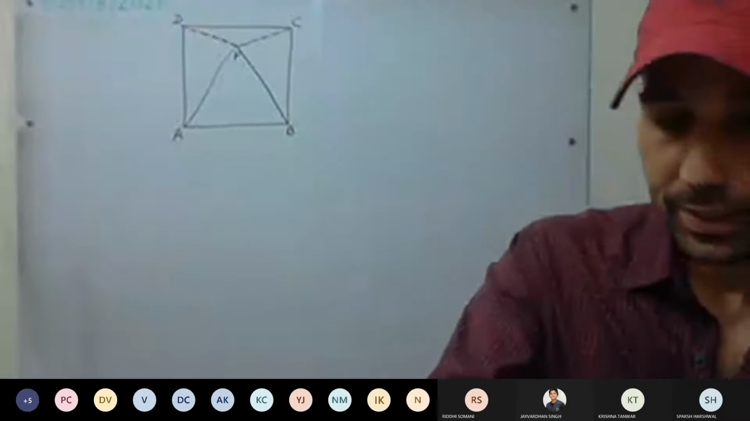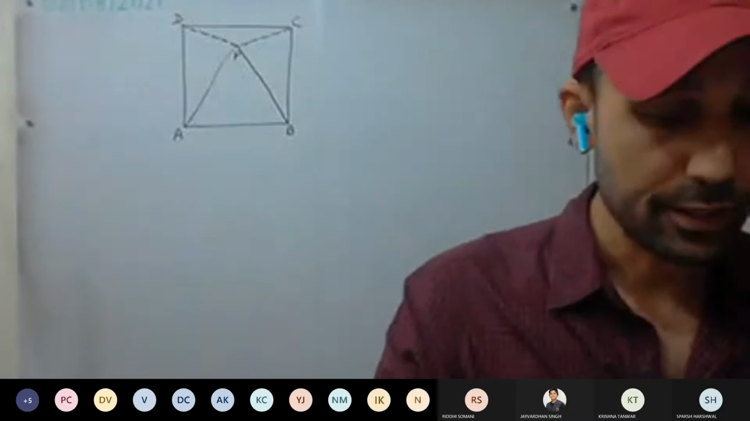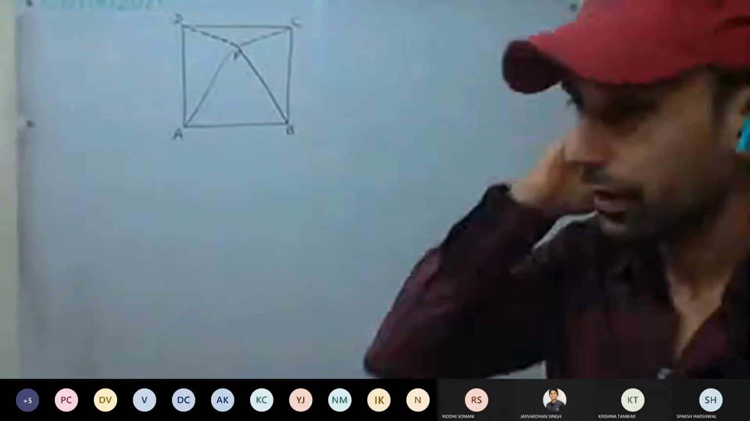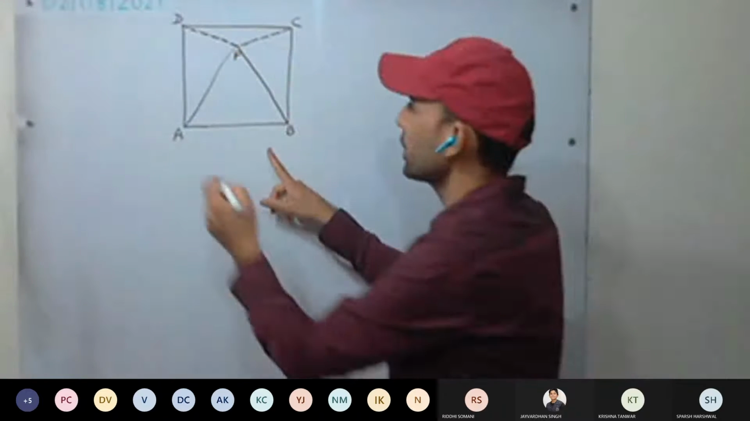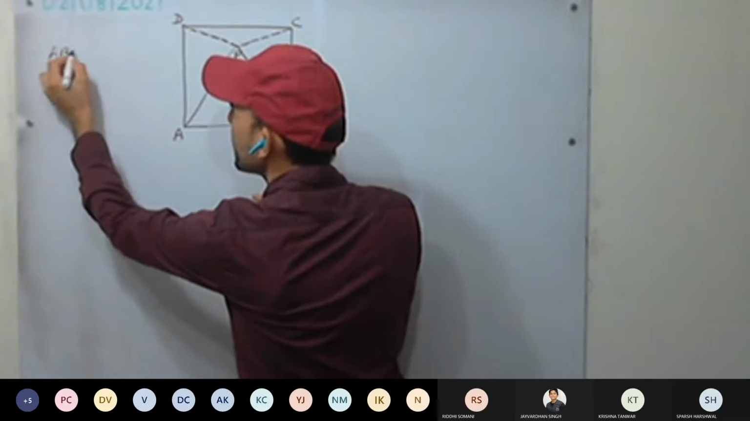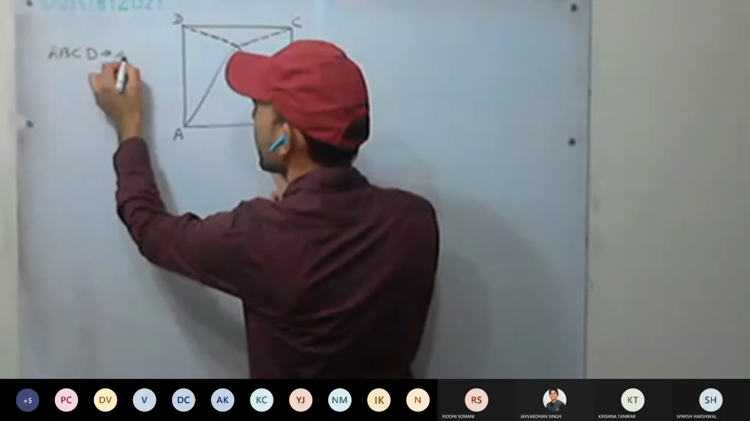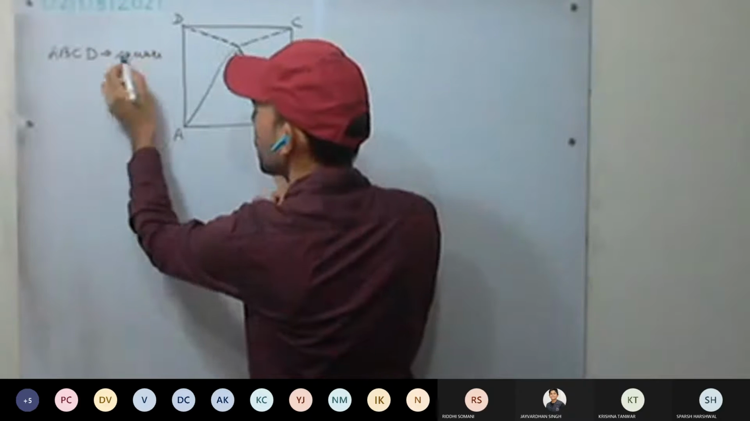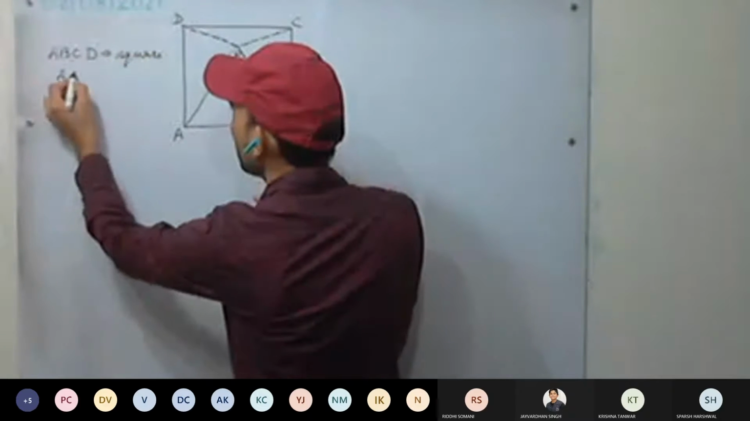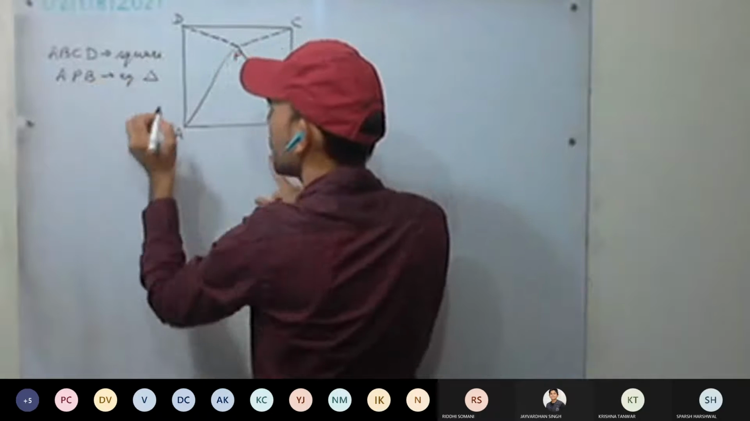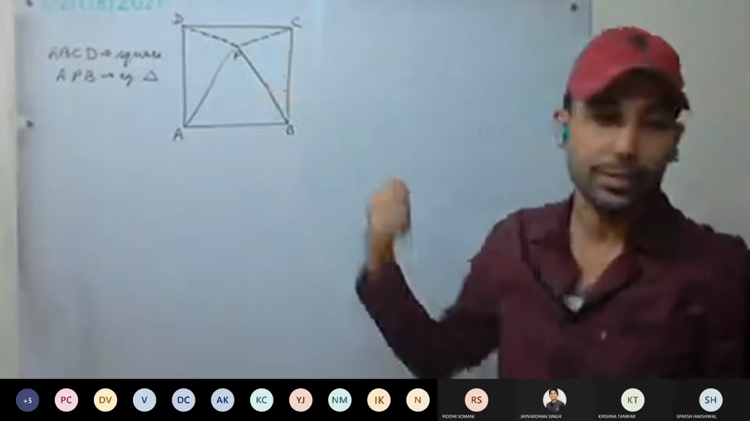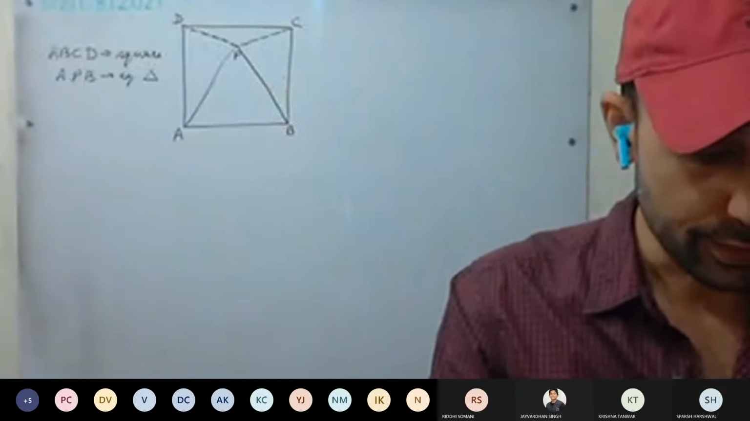Okay, this is provided to us. This is the second question, exercise 9B, page number 125. Okay, we are doing the second question. ABCD is a square. Always remember, ABCD is a square, we are going to use properties of a square, and APB is an equilateral triangle. It is provided to us.